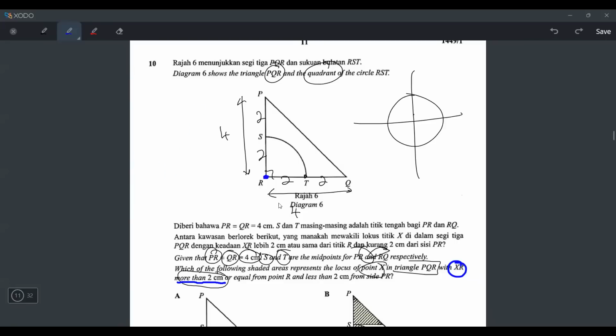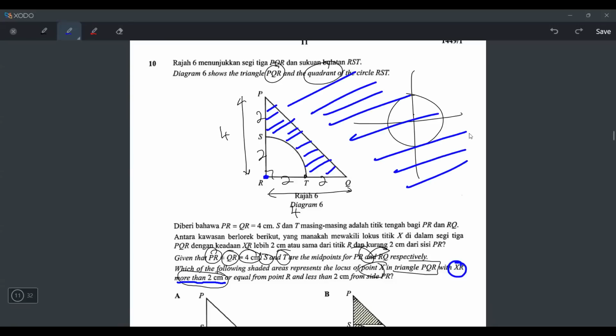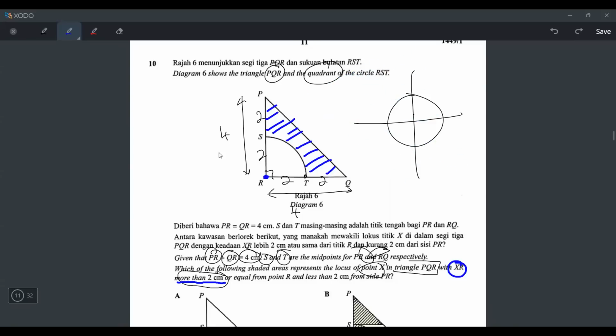It means this is R, right? 2 cm away from R is T and S. But since they say more than 2 cm, it means it's beyond ST. After the ST, the shaded region will be here. But of course, it's here also, outside here also we count. But I will not draw it all the way because I think the ABCD answers are all inside this triangle.